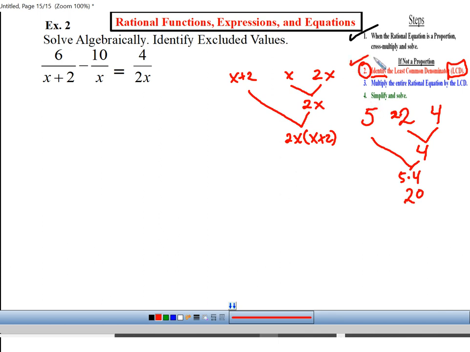So step 2 is done. Did we identify our common denominator? Yes, this is our LCD, least common denominator. Okay, why do we need that, Mr. Q? Because for step 3, it says multiply the entire equation times that. So follow along, copy this. We're going to multiply everything times what? 2x times x plus 2.